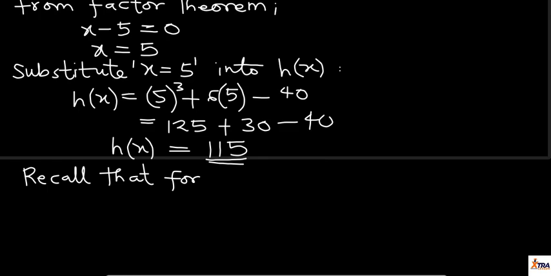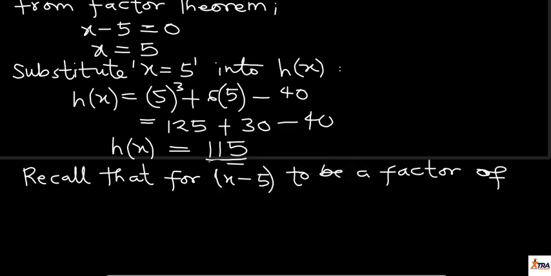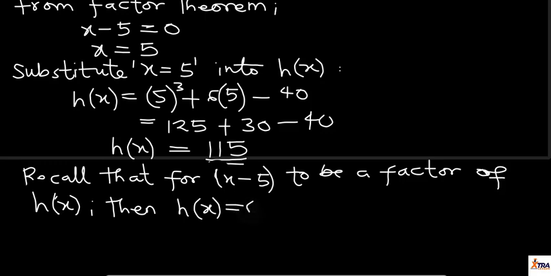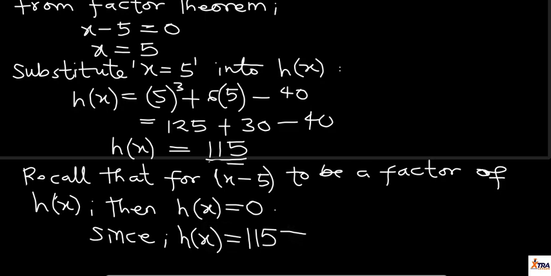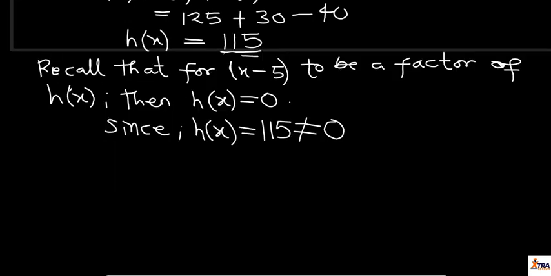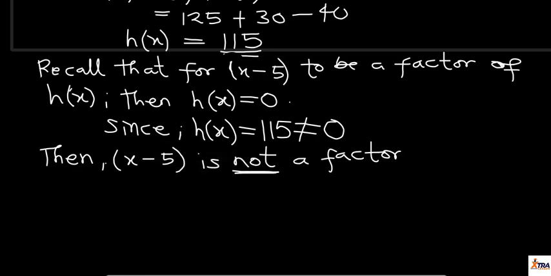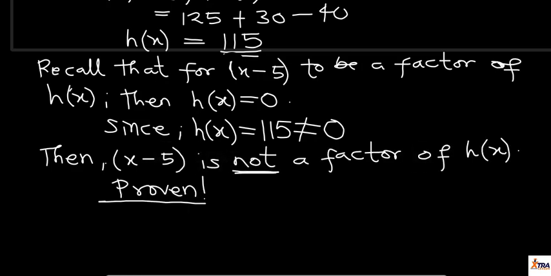Recall that for x minus 5 to be a factor of polynomial h of x, then h of x must be equal to 0. So since h of x is equal to 115, which is not equal to 0, then x minus 5 is not a factor of h of x. Proven. So we are done with this question now.